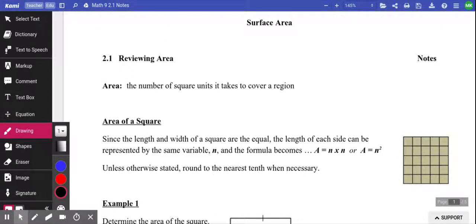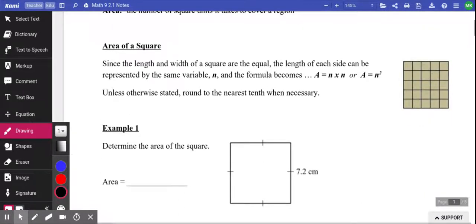Okay. Area. Surface area is the amount of space that something takes up, right? And you've seen this before. If you're talking about the surface area of, say, a wall, you're talking about if you had to cover the front of the wall. You typically see this with paint or something like that.